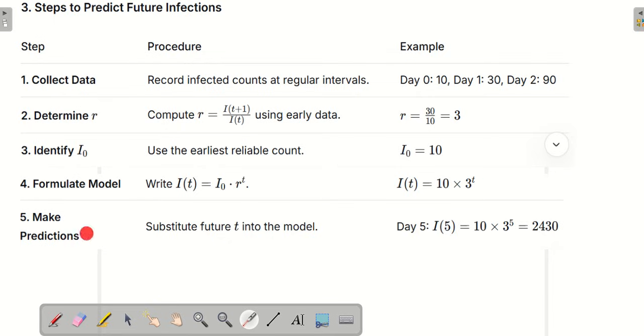So you make a prediction, you substitute. It means that here you substitute future T into the model. So if they tell you, let's say, up to day 100, then your T is going to be 100. If they say up to day 53, then your T is going to be 53. So based on this model, you can even predict. For example, day 5 means I5. It means you put 5 there. So this is the general model.